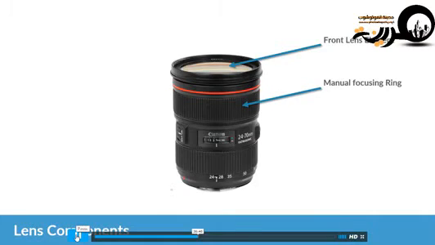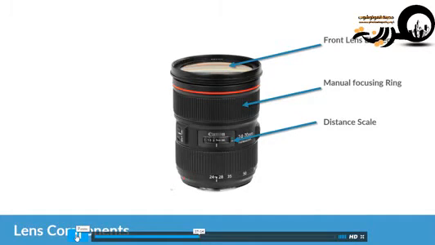The next thing is we'll have a manual focus ring on the lens as well. If we're into manually focusing the lens rather than relying on the autofocus, we're going to have a manual focusing ring located somewhere on the lens. On this particular lens it's located here, but sometimes it's located a little bit higher. On some other lenses it's located here as well. But every lens will have some type of manual focusing ring on it.